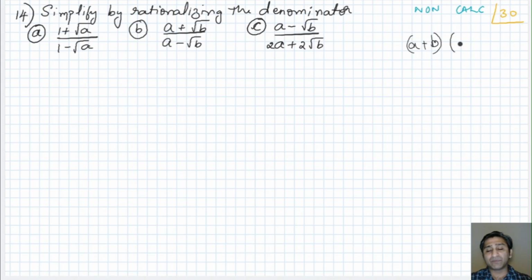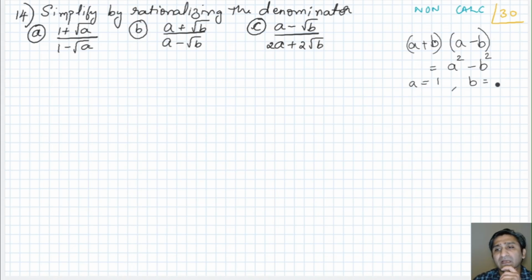What is a plus b times a minus b? I've already said it to you in the previous videos. This is a squared minus b squared. So what if we take a to be 1 and b to be the square root of 2? We would then have 1 plus root 2 multiplied by 1 minus root 2. This is just an example which I want you to think about.